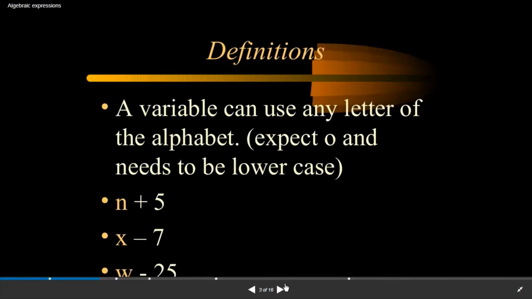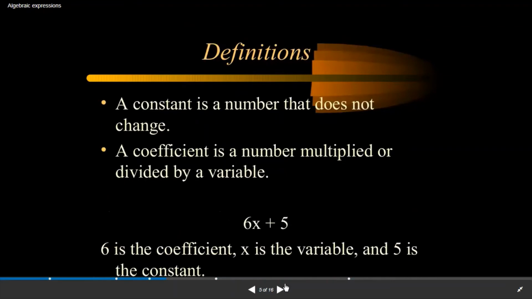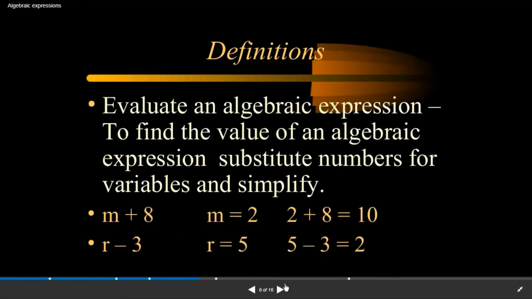Things that we've learned for today: when we say variable, we can use any letter from the alphabet except for the letter O. An algebraic expression is an expression that contains at least one variable, an operation, and a constant. A constant is a number that does not change. To evaluate an expression means to substitute the variable with its value, and then simplify.